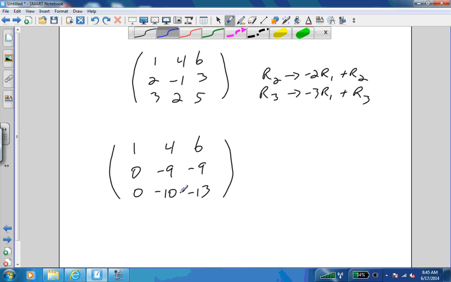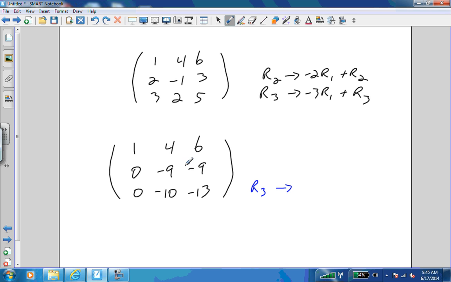To get a 0 here, we would need to have a +10 here. So our third row, to get a 10 here, we would multiply the second row by -10/9. Notice we want a 10. To get rid of that 9, we divide by 9 so that the 9s cancel, and we have a 10, but we need that to be positive, so two negatives make a positive. So that times the second row plus the third row will give us our new third row.